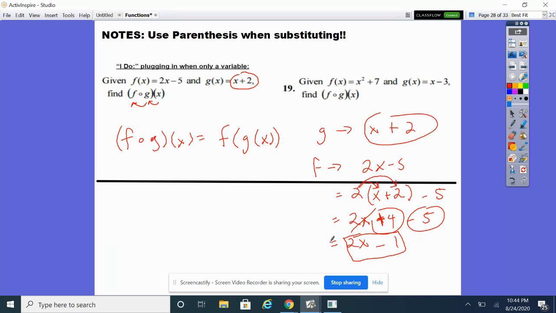Some people like to rename these since we used f and g, and I think we talked about this in previous videos. Let's give it a new name. We haven't used h yet. That's a popular one. Let's call this h of x is equal to 2x minus 1. There's our new function. All right, let's do it again.